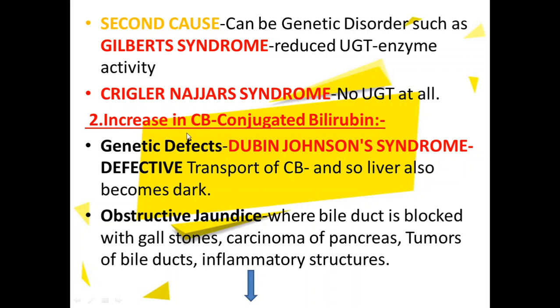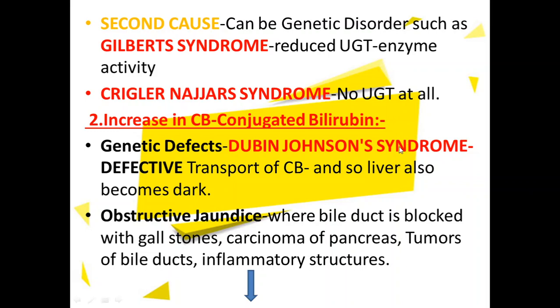Second, we will go to increase in the conjugated bilirubin. We will see the causes and the pathophysiology associated with it. So again here the first reason is genetic defect. In this, people may be suffering from Dubin-Johnson syndrome. Remember, this syndrome is named after the person who found it.